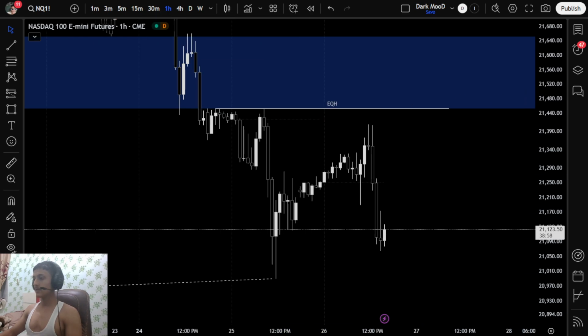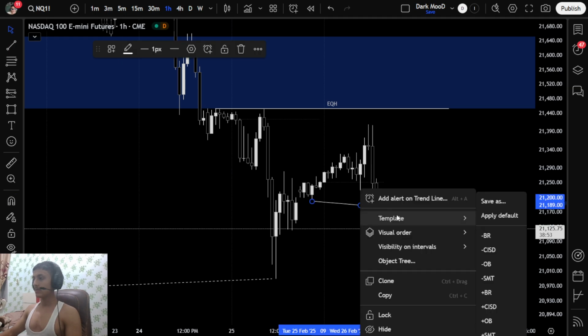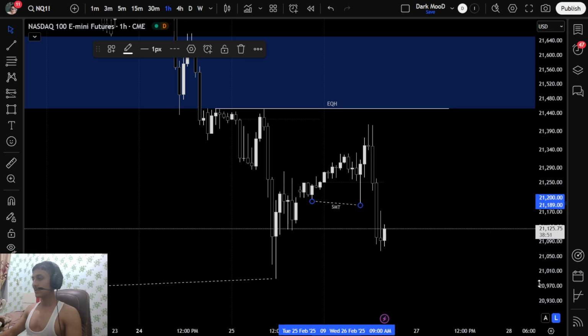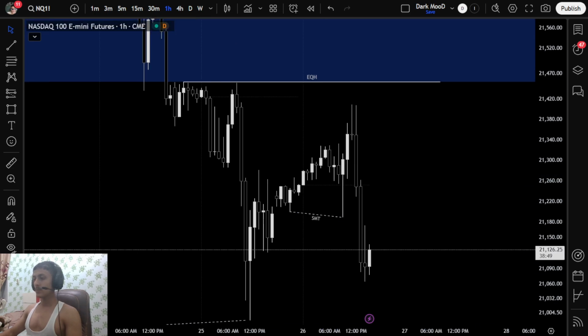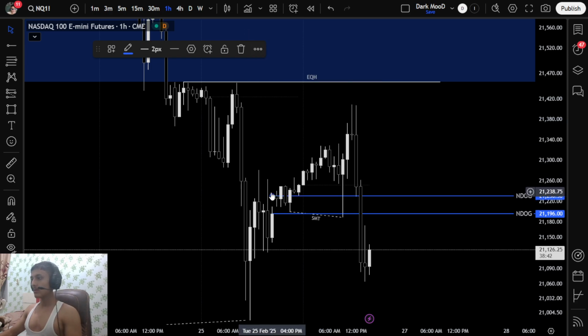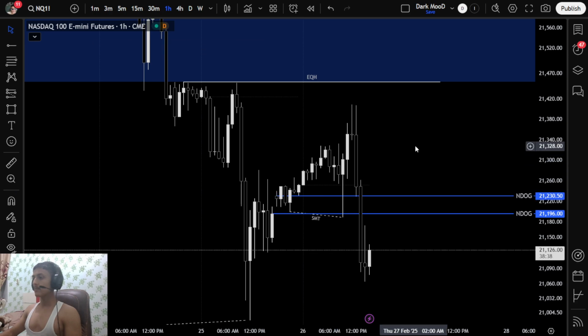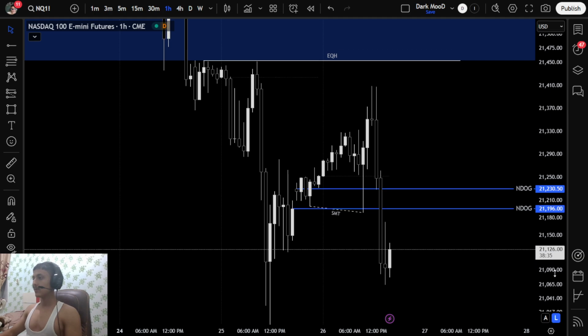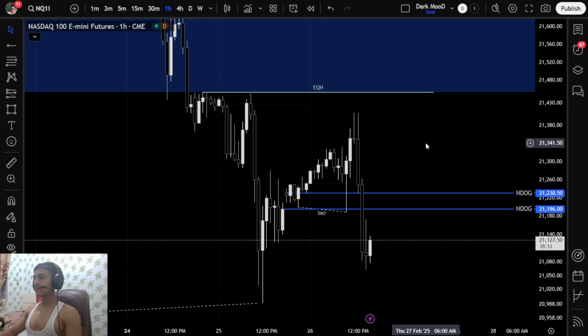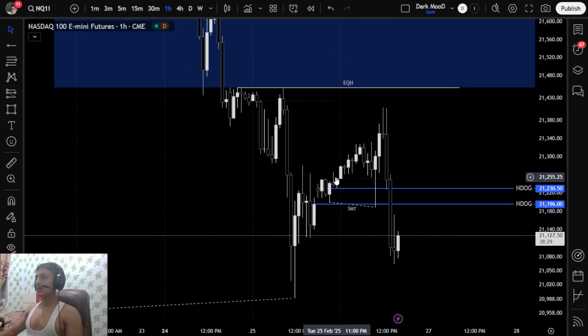And we have this daily FVG. And we have an SMT created during the opening at 9:30. And we have a new day opening gap, sorry. Right there. So what we have is equal highs, daily FVG, SMT on the daily, day opening gap, and SMT at the hourly.